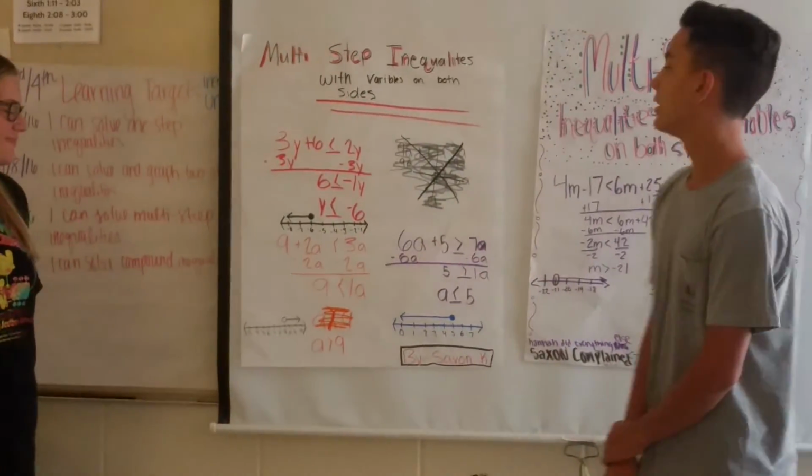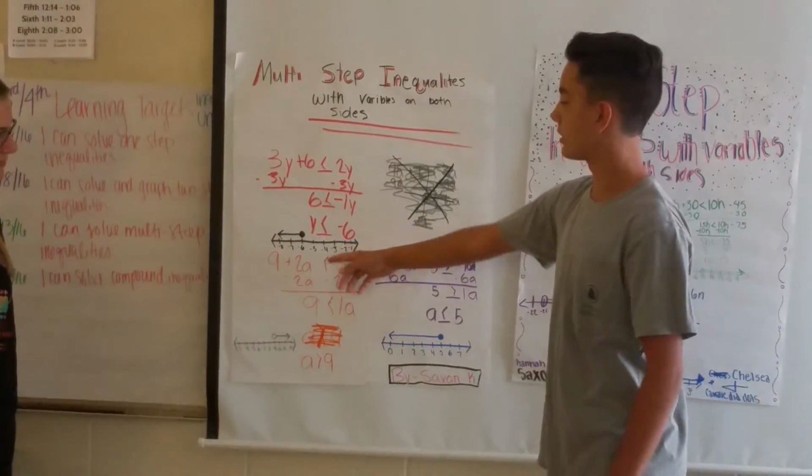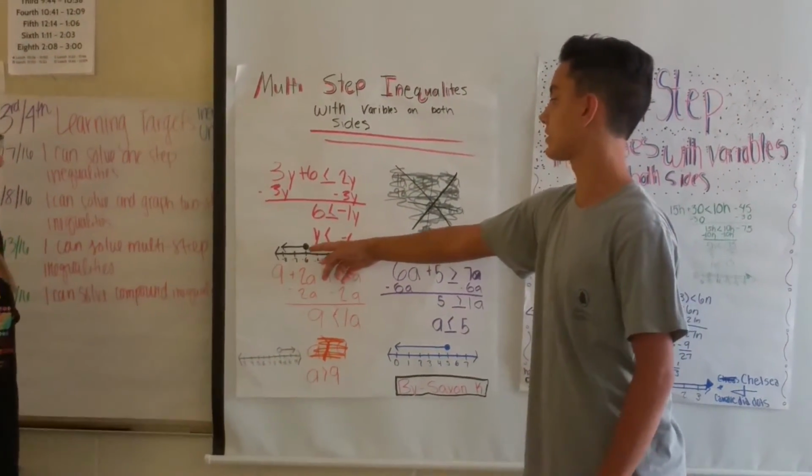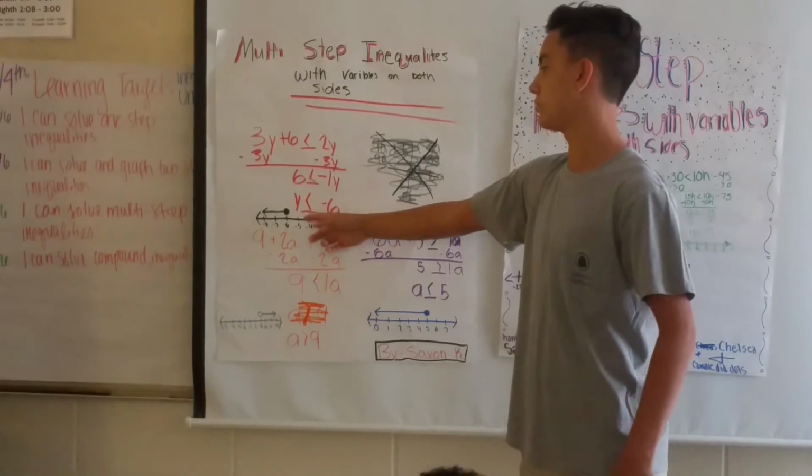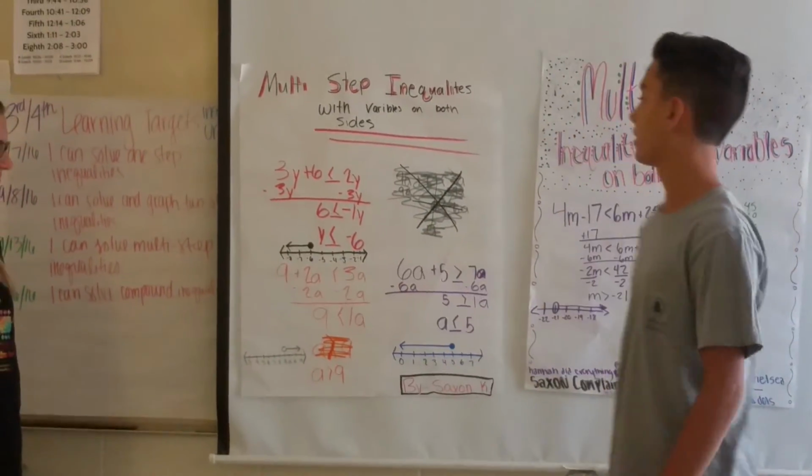Then you have to graph it. So you get the number line, and you put it over negative 6 and it's a closed circle because it's less than or equal to. And then it's less than, so you shade it to the left.